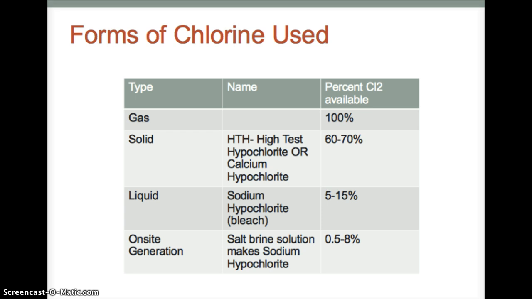Gas is available, the chlorine is available 100%. In solid form, or calcium hypochlorite, it's available 60 to 70%, and in liquid form, sodium hypochlorite or bleach, it's available in 5 to 15% chlorine availability. And then if you do generate the chlorine on site, it would be 0.5% to 8% available chlorine.